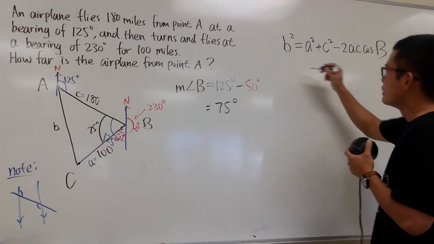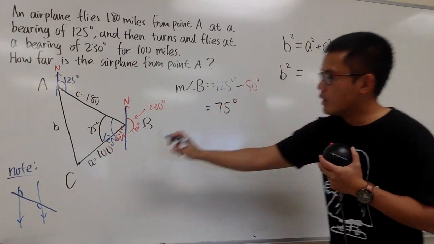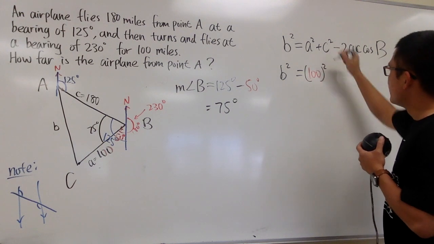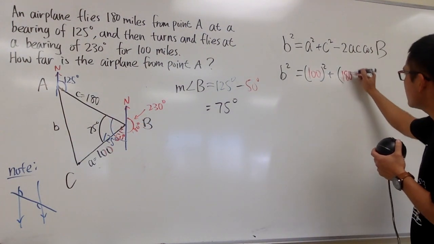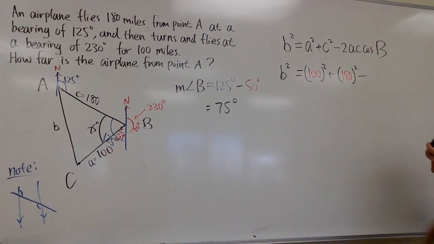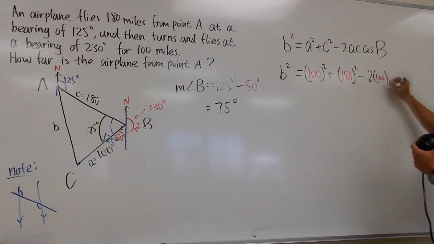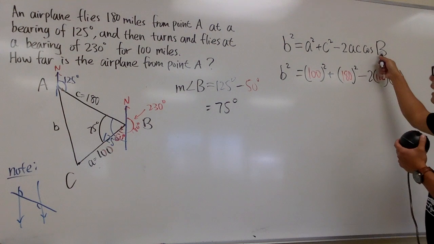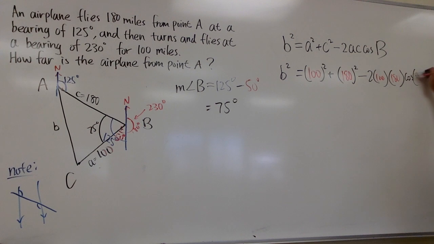Okay, so we are ready to go. Let me just put this down for you guys. B squared is equal to A, which is 100 based on my labeling. So we have 100 squared, and then we add it with C, which is 180. So let's also put that down right here. And we square that, and then minus 2 times A, so 2 times 100 times C, which is 180, and then times cosine of B, cosine of 75 degrees. So let me put this down right here, cosine of 75 degrees, like this.